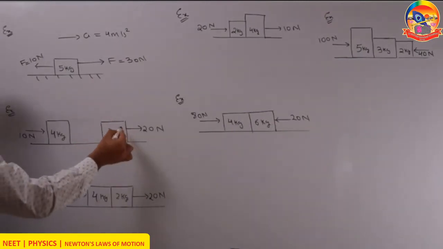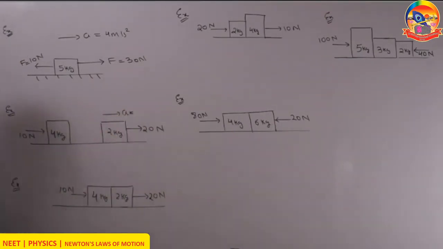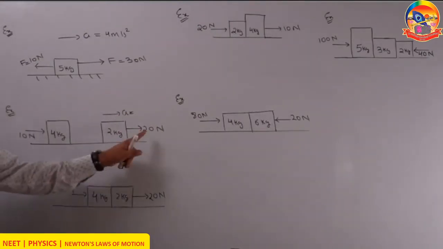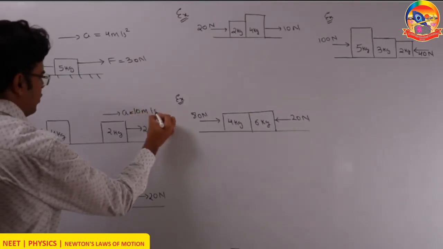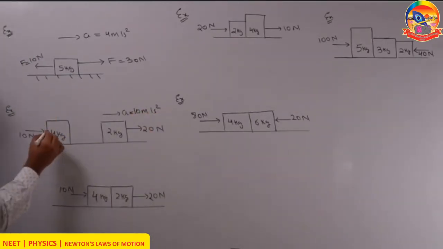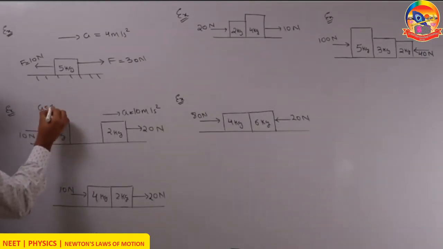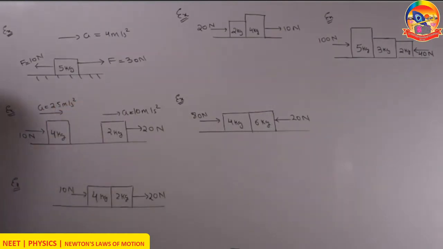If on the 2 kg block there is a force of 20 towards right, what will be the acceleration of this block? The acceleration of this 2 kg will be force by mass, 20 by 2, that is 10 meter per second square towards right. Similarly, on this 4 kg there is a force of 10, so the acceleration of this 4 kg is 10 by 4, that is 2.5 meter per second square towards right. Will these two blocks collide?